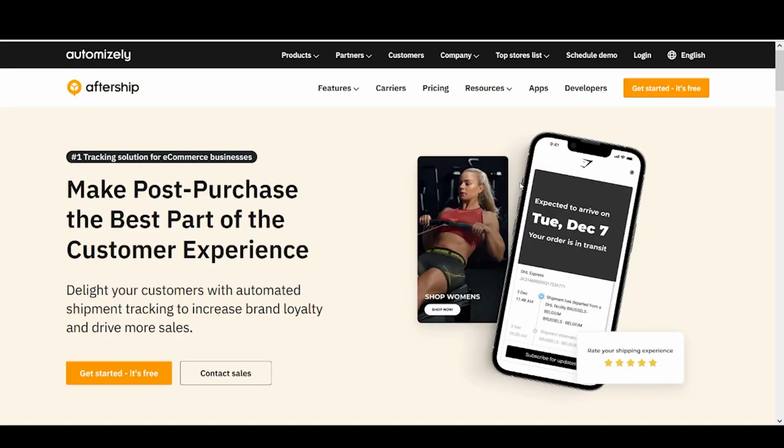Right, disclaimers out of the way. We're going to keep it as objective as possible using industry best practices. Let's dive in. Okay, here we are on the Aftership homepage.